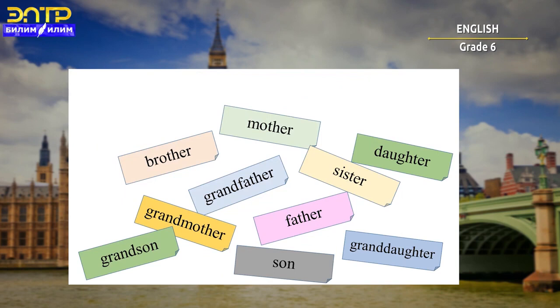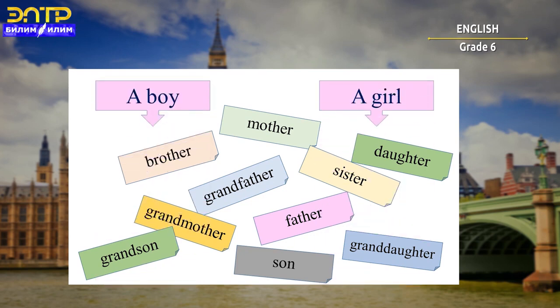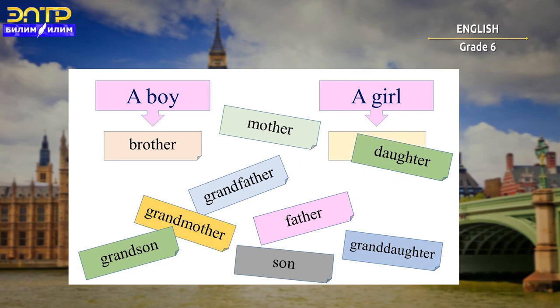These are cards with some words about family members. Your task is to put these words into a boy and a girl group. For example, a brother is a boy and a sister is a girl. Very good. Now please, try to do the other parts yourselves.